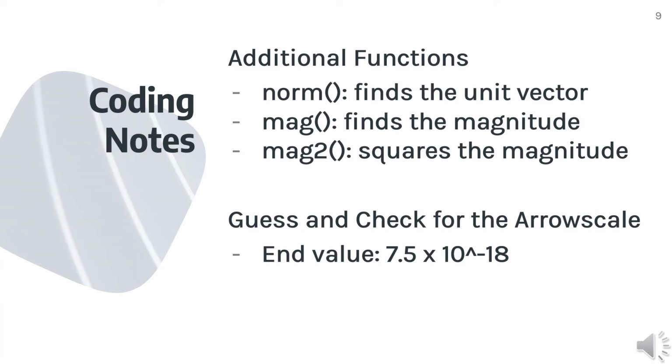I also wanted to explain some of the VPython functions I used in my GlowScript. First, I used the norm function in order to find the unit vector. Then I used the mag function in order to find the magnitude of a given vector, which followed by a 2 just squares the value. As mentioned earlier, I edited the values for the arrow scale. The end value I chose, 7.5 times 10 raised to the power of negative 18, was selected after guessing and checking what size of arrows could fit for my model. With the code all set, let's see what it produced.